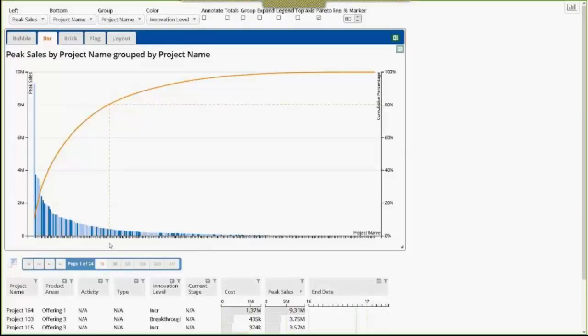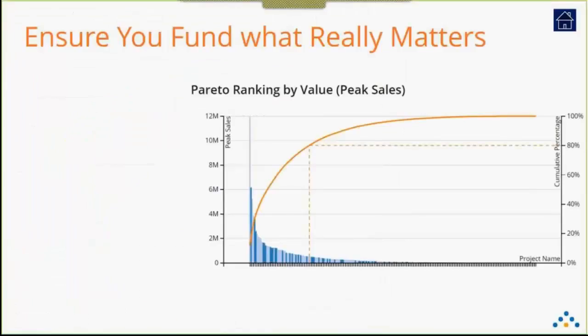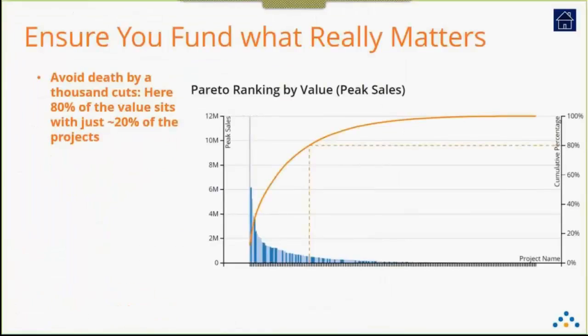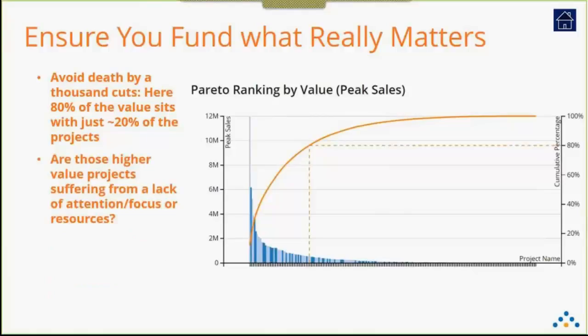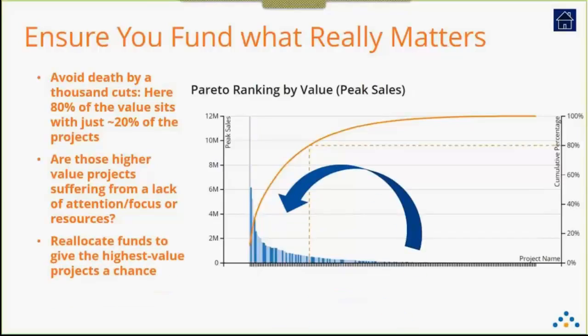So that means that there is 75 to 80% of the projects that hold just 20% of the value. So this is death by 1,000 cuts. 80% of the value is sitting with just 20% of the projects. The questions you need to ask yourself at this point are those higher value projects suffering from a lack of attention? And that might be specific skill sets or staff classes or dollars, but it could also be just a lack of focus because there are so many other projects in the portfolio competing for focus and attention. And if so, can you reallocate funds to give the highest value projects a chance?